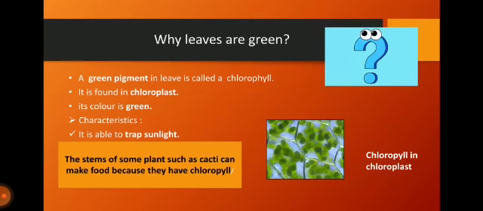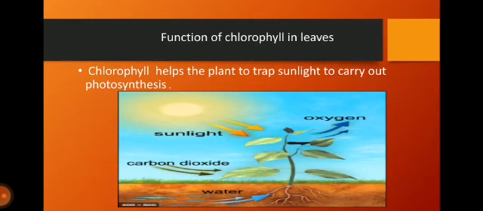Why are leaves green? I told you that leaves are green due to the green pigment called chlorophyll. And where is it present? Inside the chloroplast. Look here, in these chloroplasts, the green pigment chlorophyll is present. Now what is the function of this chlorophyll? It traps the sunlight, so it traps the sun's energy for the plant.